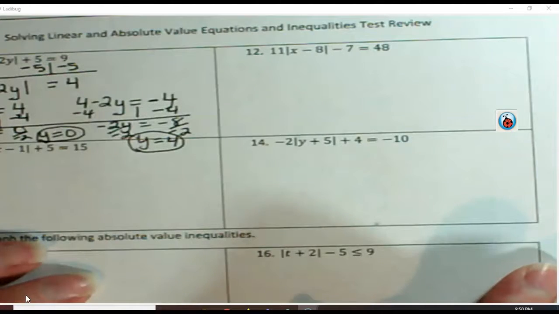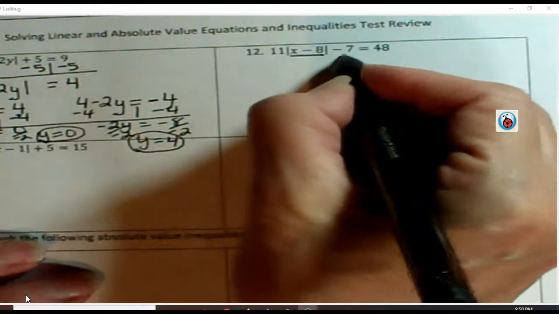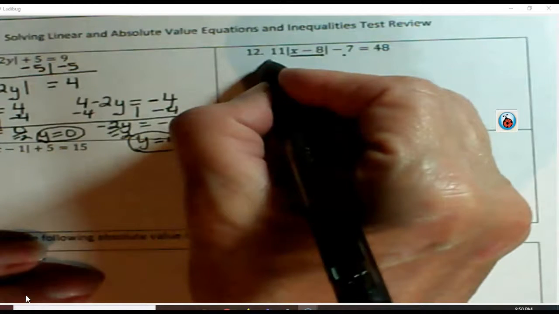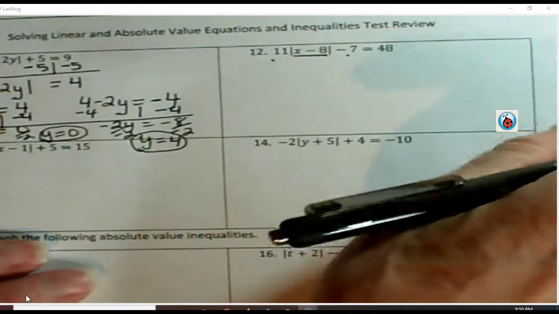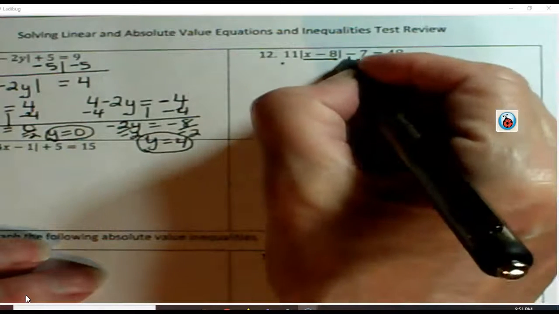All right, let's look at number 12. Number 12, here's your absolute value. It is not isolated. You've got add 7, and you're also multiplying by 11. So when you're undoing equations, you always do the add or subtract first. So you got to change that to plus 7.